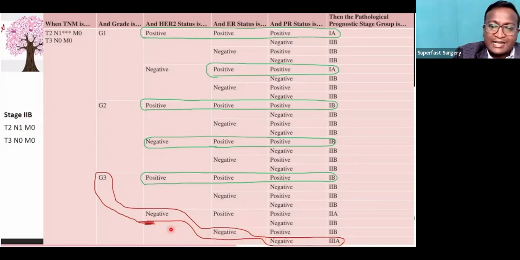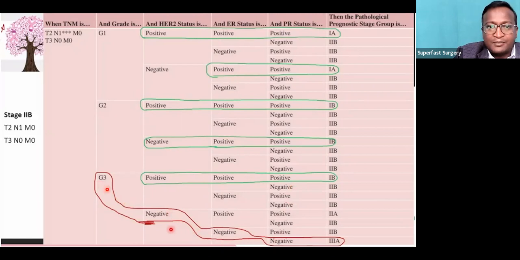It should be treated as 3A because the prognosis is very bad. HER2 is negative, hormonal receptor is negative, so it has a bad prognosis. The treatment implications are different. One size doesn't fit all, so we cannot group all of them into one category.